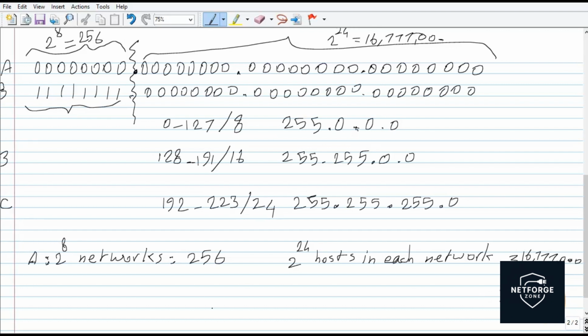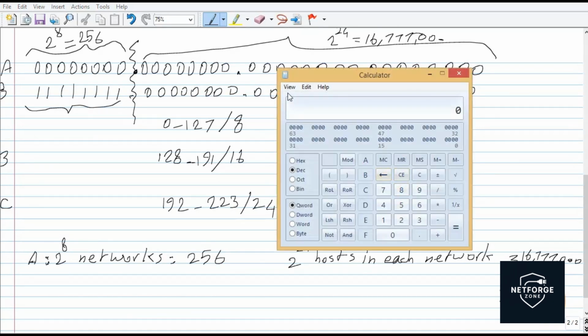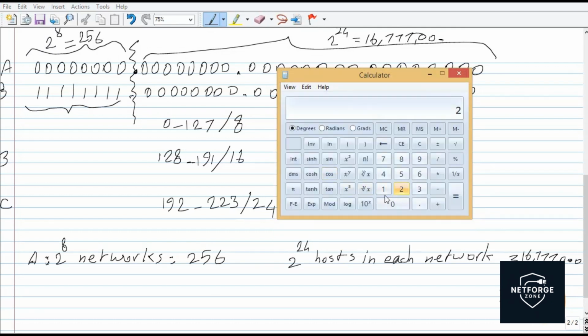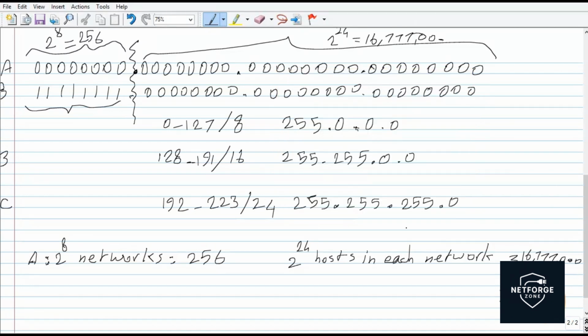And actually, let me start the calculator and give you the exact amount of that. So if I go to the programmer part, the scientific part, and type 2 and click on x to the y and type 24, this gives me, yeah, 16,777,216. That's it. Now, if they talk about class B, this gives you 2^16 networks.